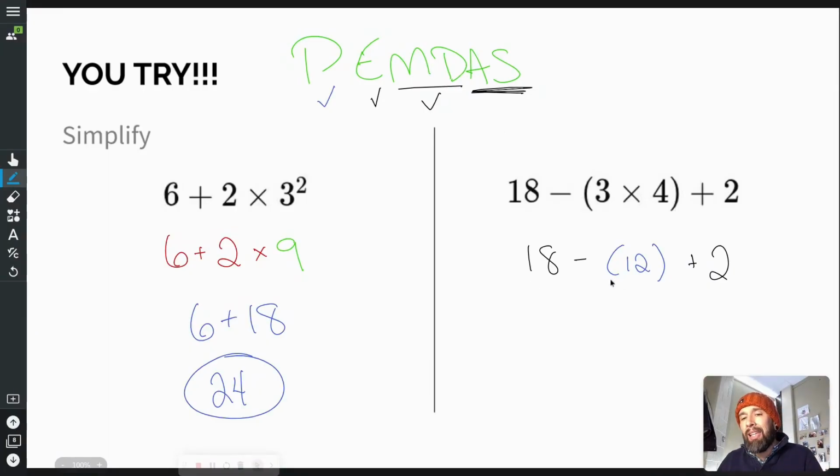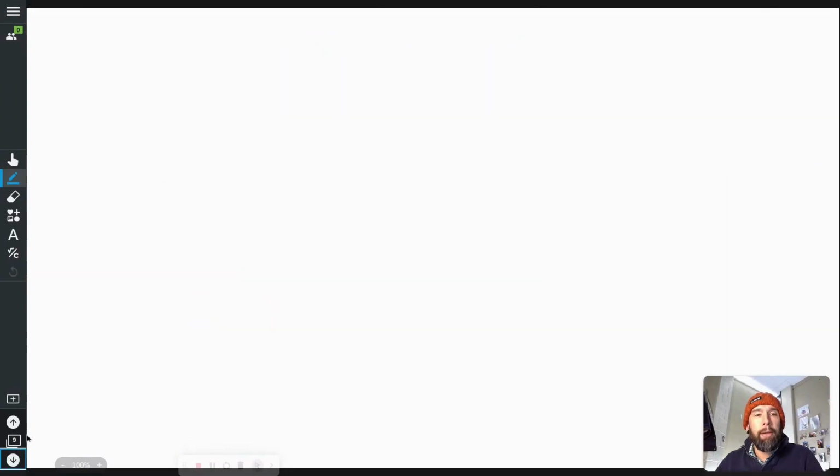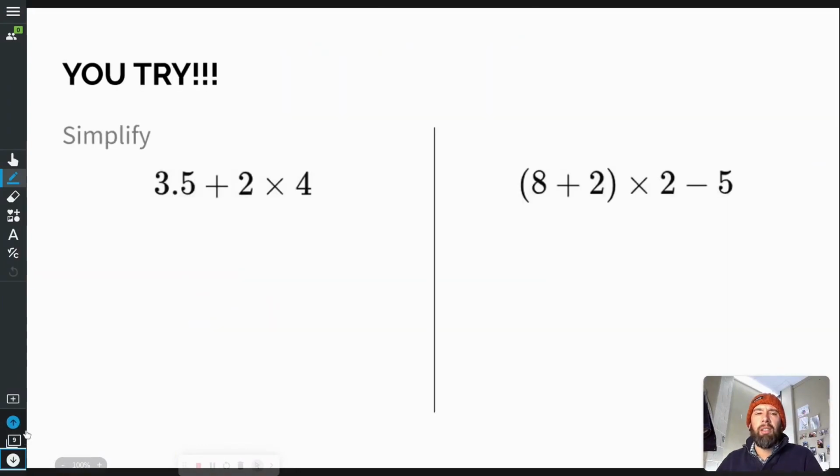So we're going to do 18 minus 12 first. 18 minus 12 is 6. Drop down plus 2. 6 plus 2 is 8. Okay? All right. Ugh. Decimals. This one's not going to be pleasant at all.